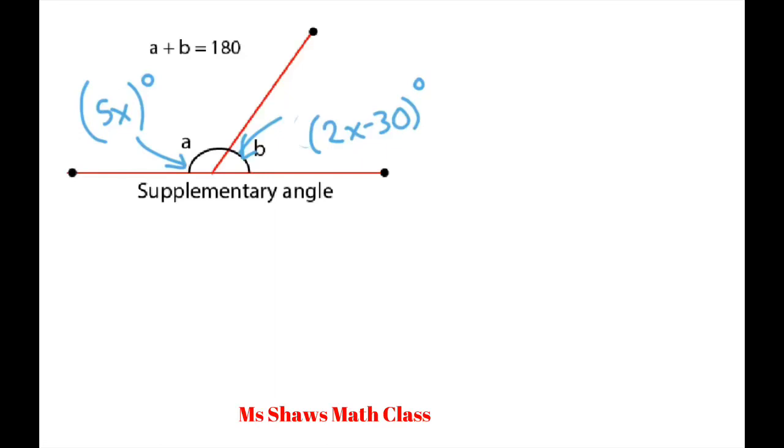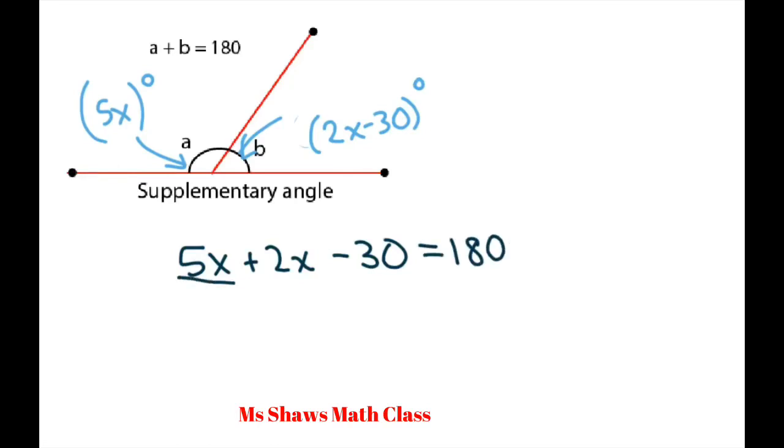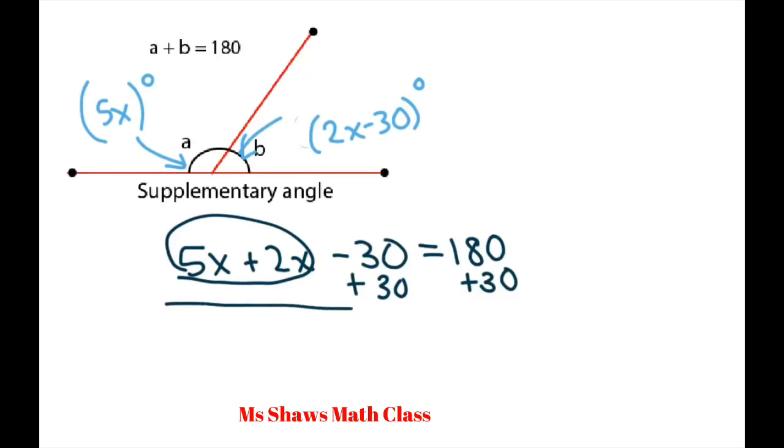Okay, the next one is very similar, so you might want to try this one on your own. We're going to add 5x plus 2x minus 30 equals 180. Well, this is 7x. So we're going to add 30 to both sides. And we get, this is 0. So we get 7x equals 210. And so x equals 30.